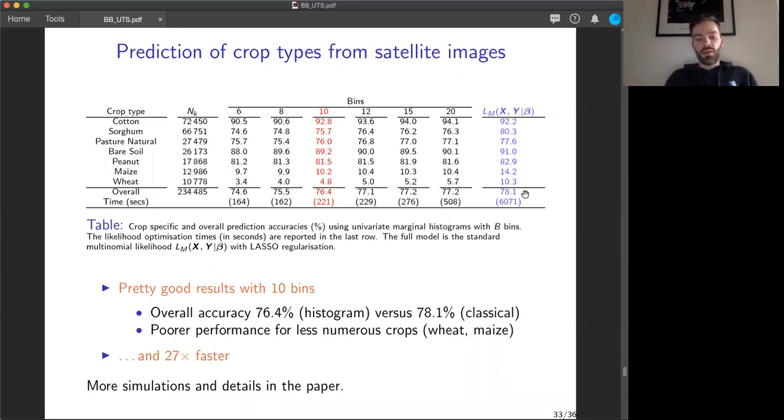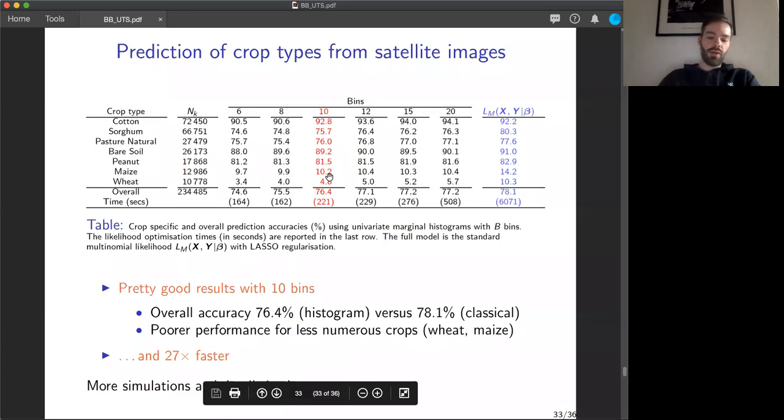One thing that is important to note is that the poor performance seems to happen when we're looking, for example, at wheat. We have a prediction accuracy of 4.8 instead of 10.3, but that's in the case where we have a relatively low number of data points that are aggregated. Also, and the major thing here is the computation time, the last row in the table. If you use 10 bins, it takes 221 seconds, whereas if you're using the classical data, it will take a bit less than 2 hours to do it.